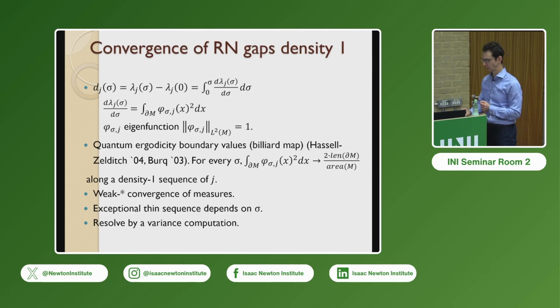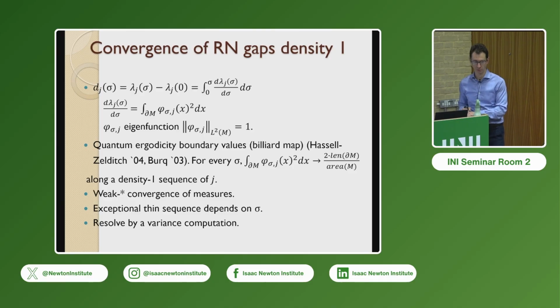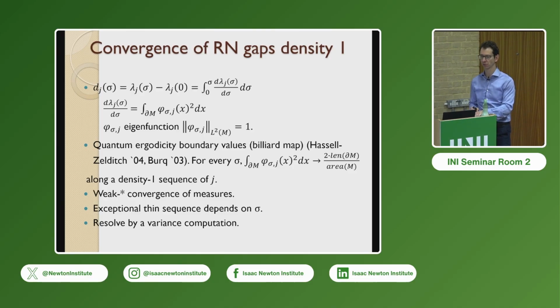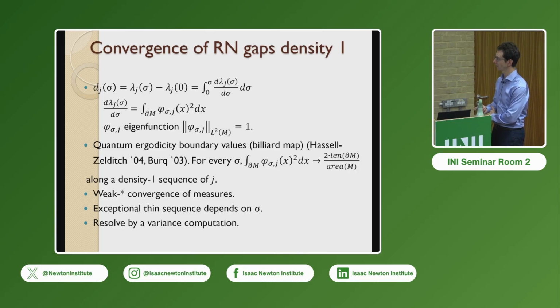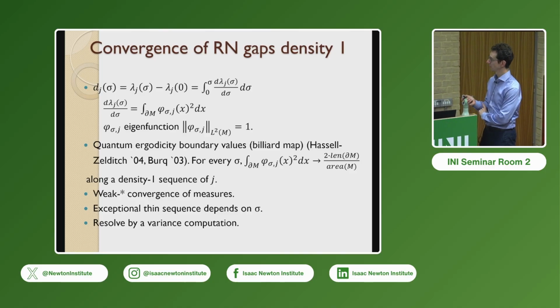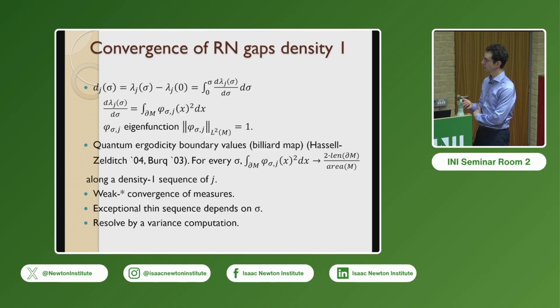Now, the most subtle question is this. That settles the convergence on average, in mean. But the question is the corresponding quantum ergodicity: how to prove the convergence for density 1. So there is a quantum ergodicity for boundary values, which states that for every sigma there is a convergence of these L2 masses to, again, this theoretical mean along the density 1 sequence of J.